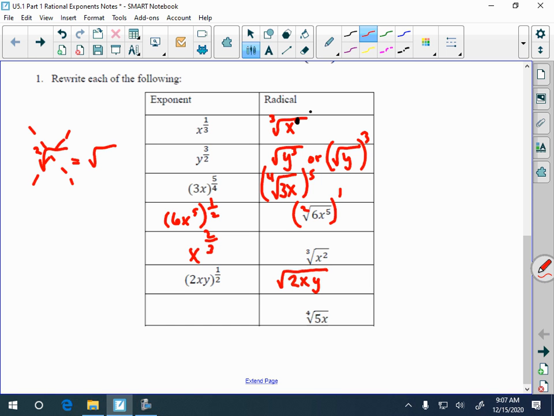All right, and then we're going to go back and write this as a rational exponent. So the fourth root of 5x, so this is 5x. Since it's two terms, we're going to raise that to the 1/4 power.